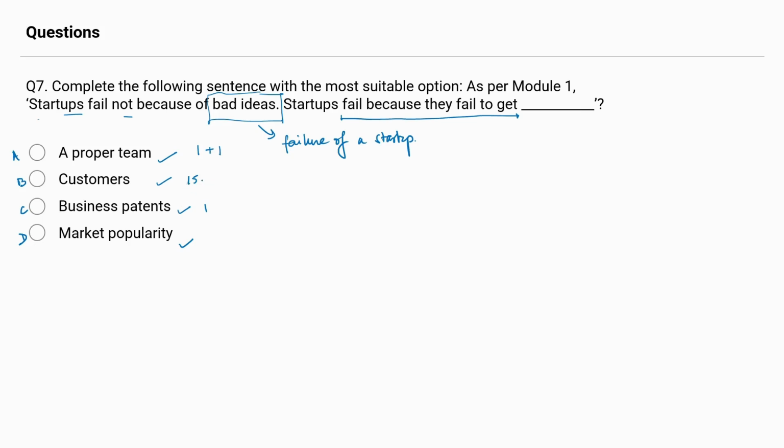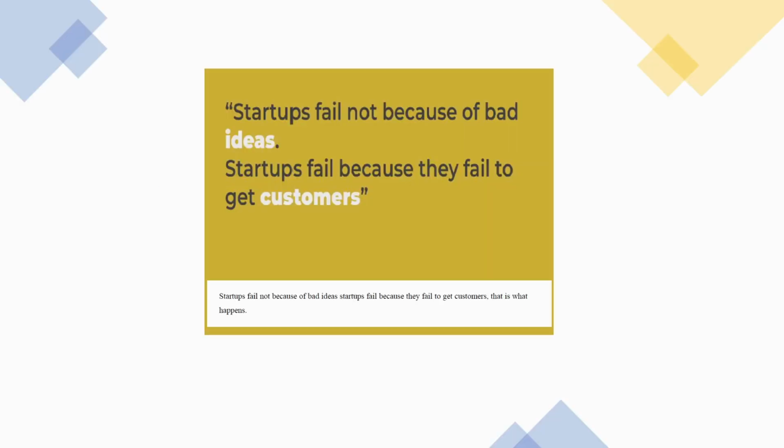All right. So if you see quite clearly, a majority of votes are going towards option B. Then comes your, they fail to get a proper team and business meetings. Okay. Let's look at what the content has to say.